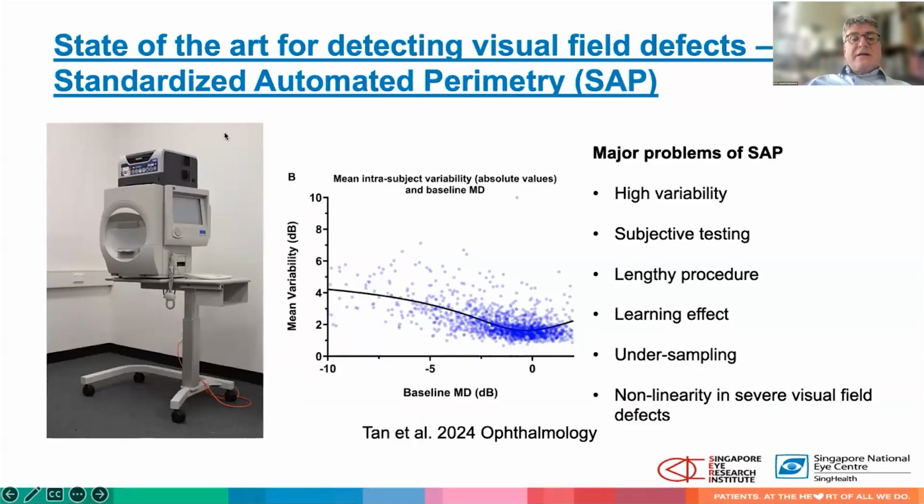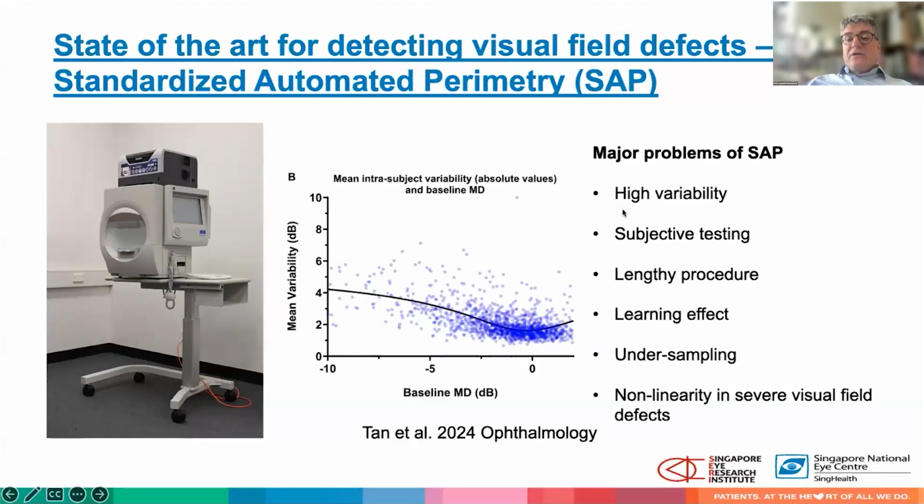Summarizing, it is definitely the standardized automated perimetry. There is a problem, and this comes from a very recent study, that you have quite a bit of variability, and you see here generally the more advanced the visual field defect, the higher is the variability. So at minus 10 dB, the mean variability is already in the order of 4 decibels.